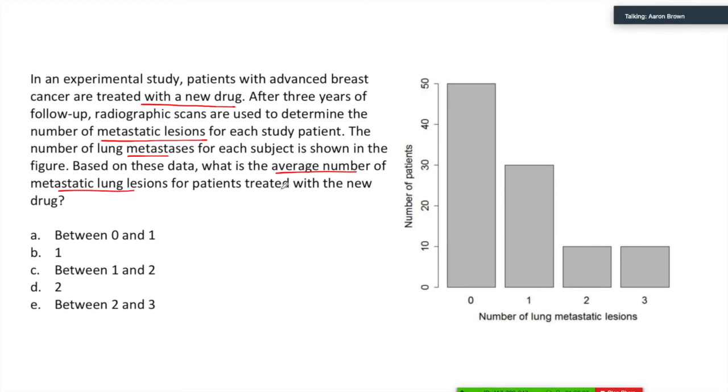It takes practice. That's all there is to it. They didn't say, but adding everything together from this diagram, you should be able to figure out how many total patients. So here we have four different groups, essentially. We have a group of patients with three mets, a group with two mets, a group with one met, and a group with zero mets. And the number of patients in each group is what's represented on the y-axis. So in terms of calculating the average, we would look at the total number of lesions and divide it by the total number of patients.